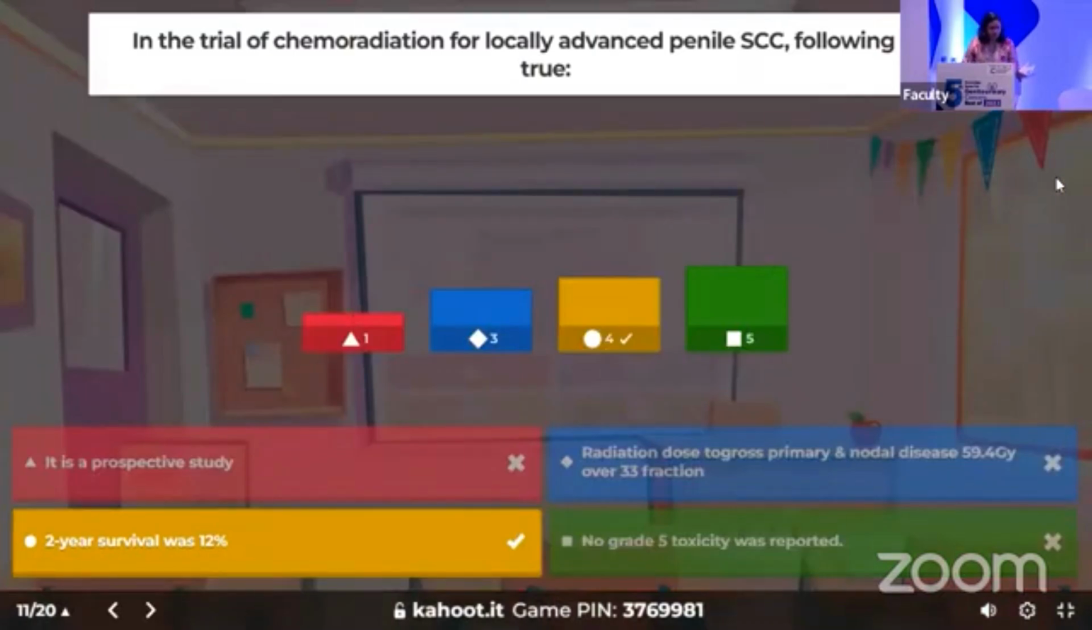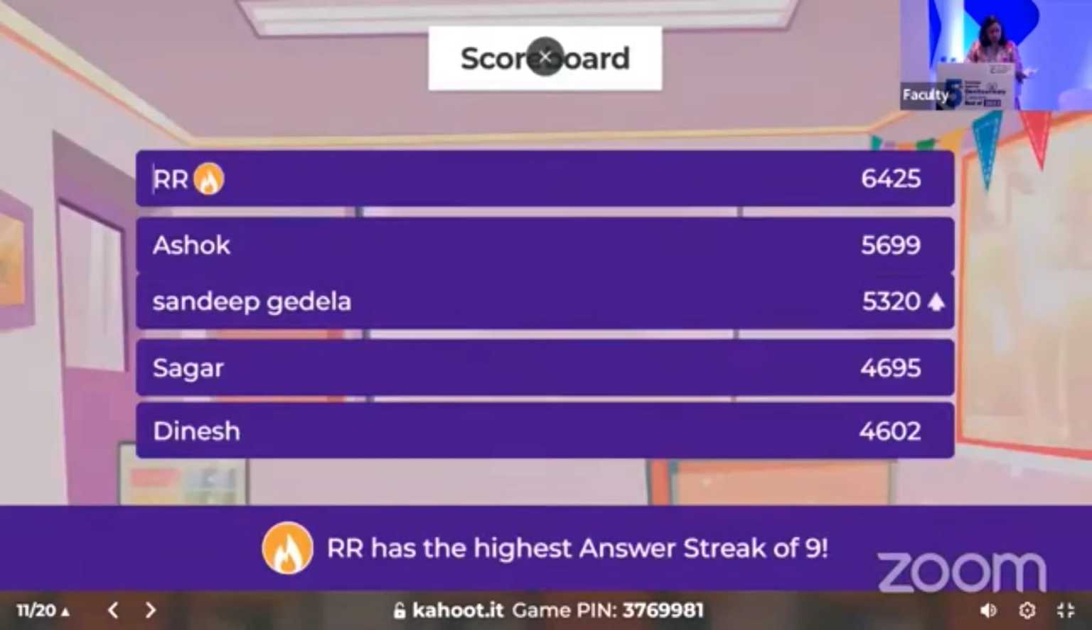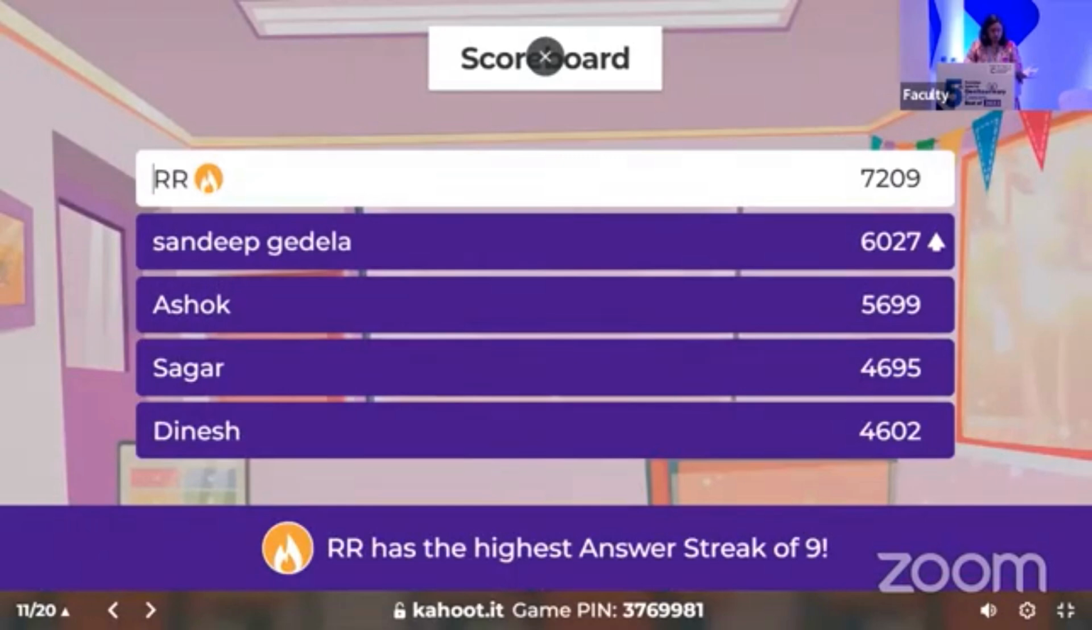So the correct option is that in the study, 2-year overall survival was reported as 12%, and 4 have got it right. So we'll move to the next question. So RR is still leading, and let's go on to question 12.